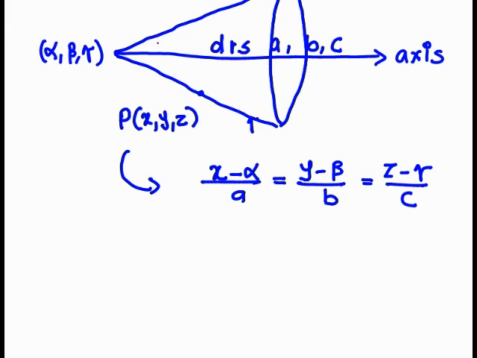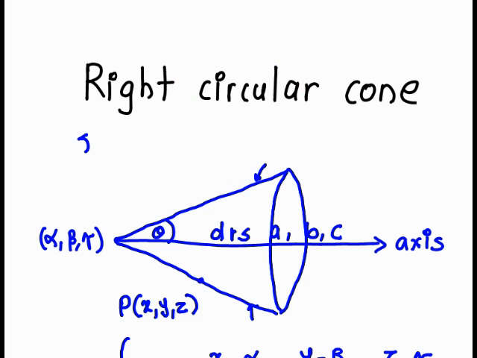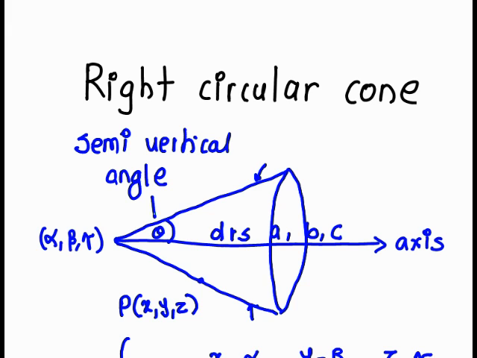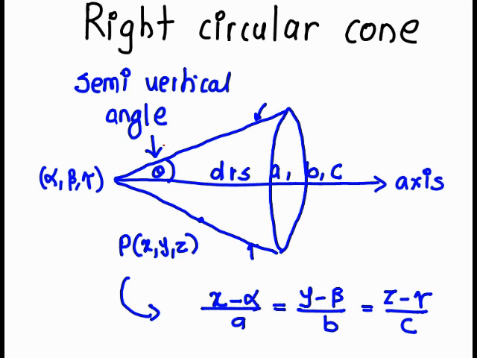Now we are left with only the theta. Theta is nothing but the angle made by the generator with the axis, called the semi-vertical angle. The semi-vertical angle helps us find the equation of a right circular cone. So here we consider the semi-vertical angle to be theta. If we understand this particular diagram, you are able to find the equation of any kind of right circular cone.